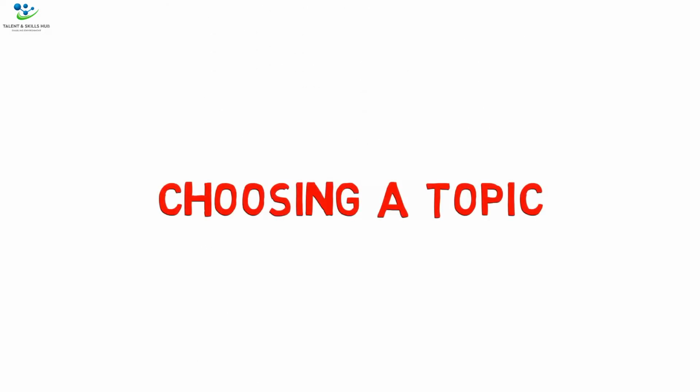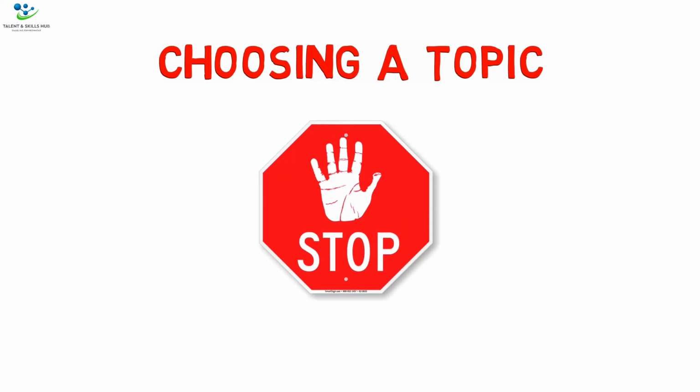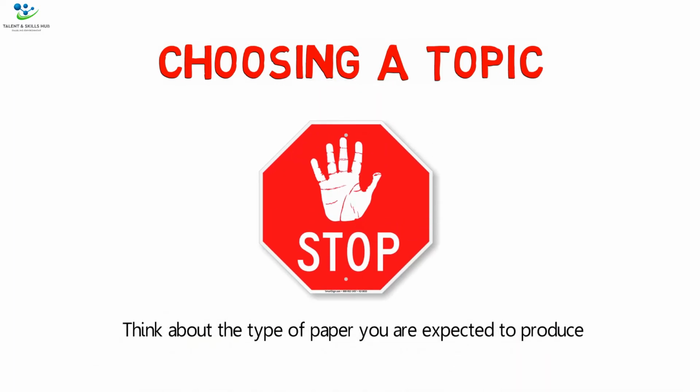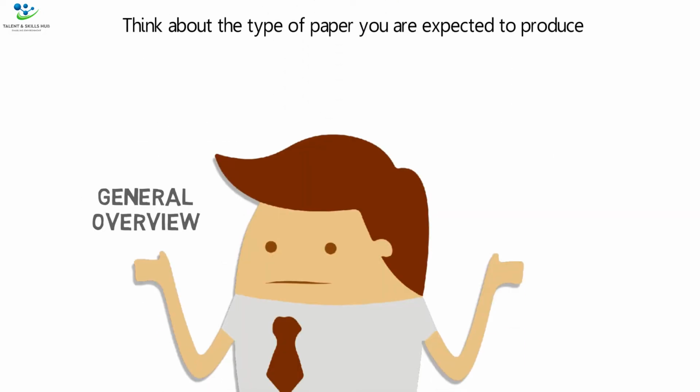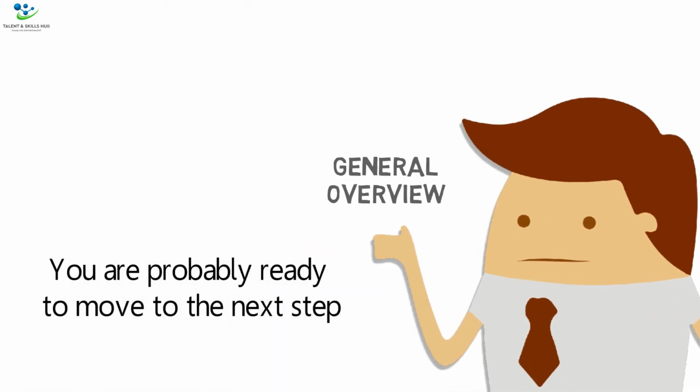Choosing a topic. You may have no choice as to your topic. If this is the case, you still may not be ready to jump to the next step. Think about the type of paper you are expected to produce. Should it be a general overview or a specific analysis of the topic? If it should be an overview, then you are probably ready to move to the next step.